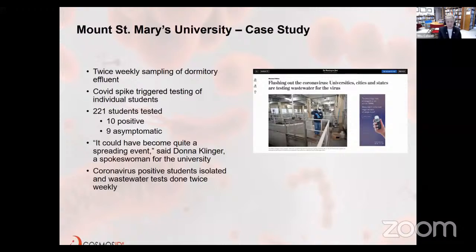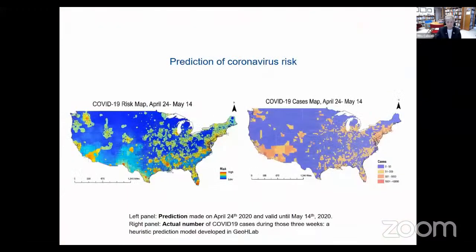And we found that in one dormitory, the wastewater was positive for the virus. And immediately, the students in the dormitory were tested. 10 were positive, 9 of those 10 were asymptomatic. And they were able then to quarantine the students who were positive and prevent a spread to the entire campus. So the university did not have to shut down, but simply quarantine the one dormitory.